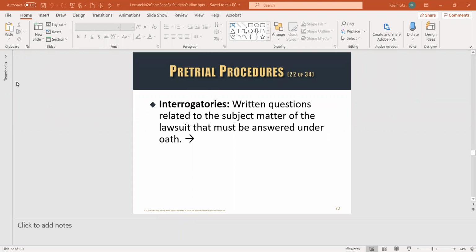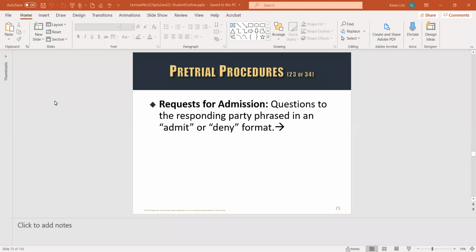Interrogatories simply mean questions, written questions that we send to each other. Hey, do you have insurance? Were you driving on this day? Just different questions you can ask so you don't have to go to trial blind. You have all these facts taken care of before you ever get to trial.